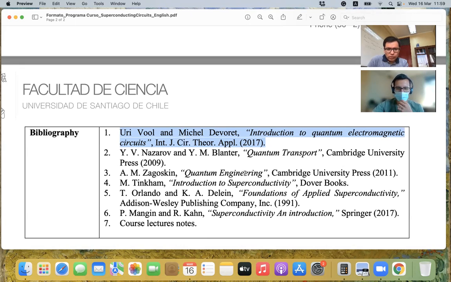The third book is Quantum Engineering, by Zagoskin. It's also a very good book. Probably here you will not see in great detail how to build the Hamiltonian, but they provide a very wide view of all the types of superconducting circuits and superconducting quantum bits that we have right now. So this book, Quantum Engineering, is very interesting as well.